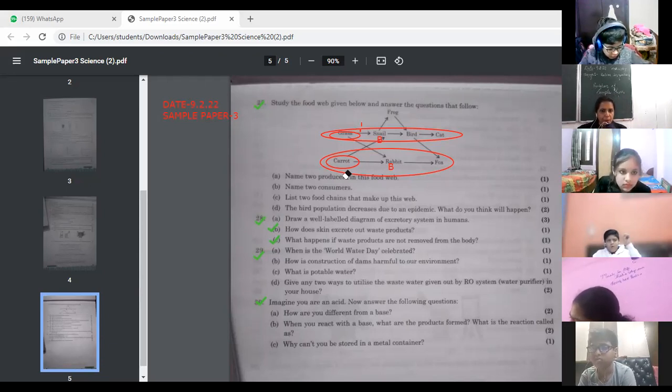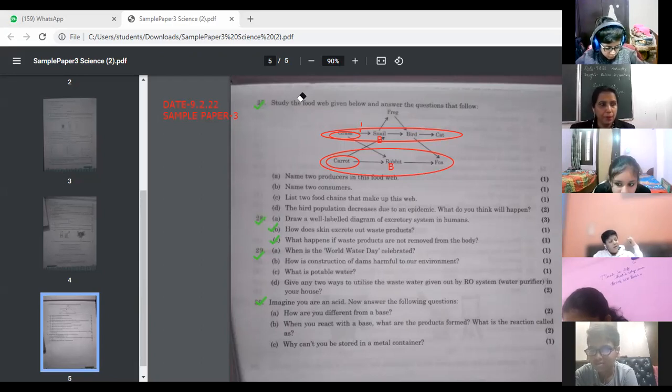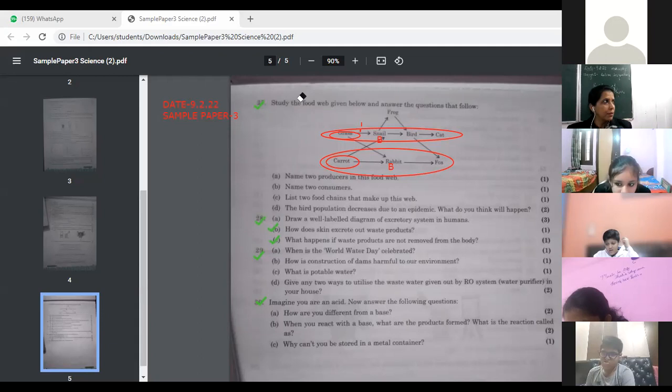Anybody else want to give the answer of this question? 28. Ma'am, may I give, Kavya? Yes, Kavya, give. Ma'am, what happens if waste products are not removed from the body? Yes. What will happen? What are you saying? Tell me, beta. Kavya, what are you saying?